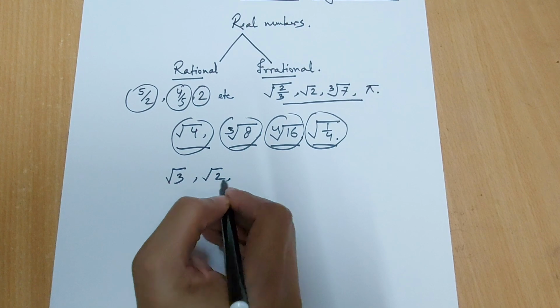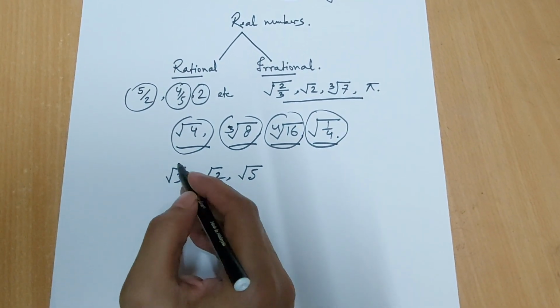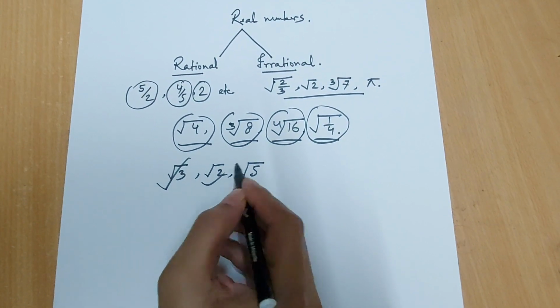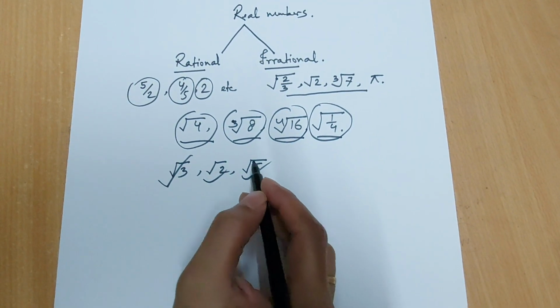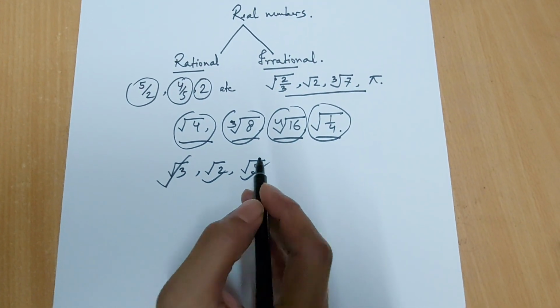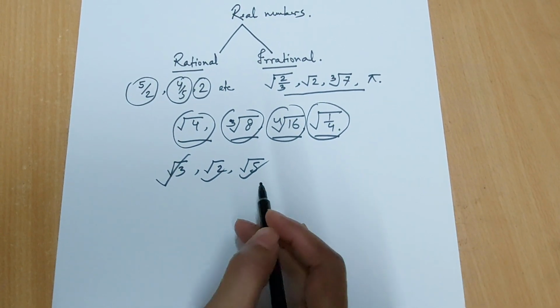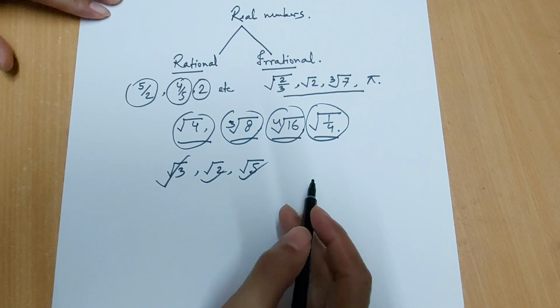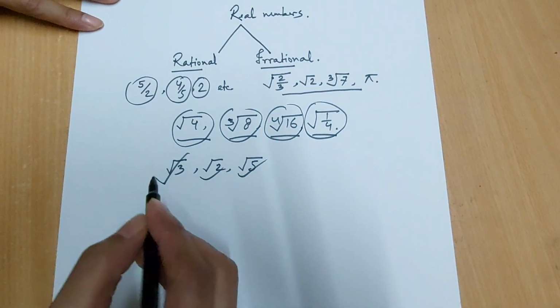Root 2 or root 5, these kinds of terms are surds because we cannot find the value without using a calculator or mathematical tables. So we should always remember an irrational root of a positive rational number is called a surd. The surd should be an irrational number.